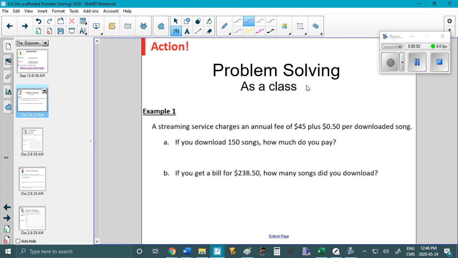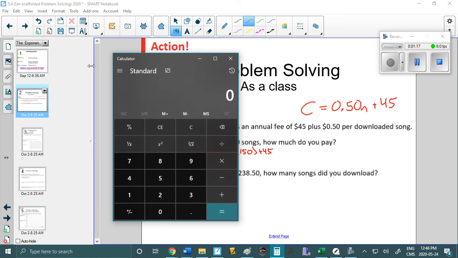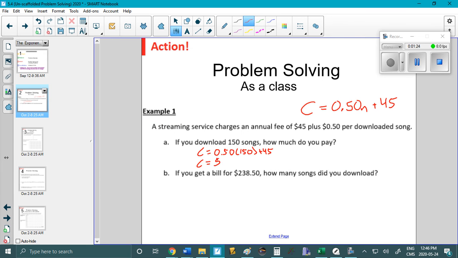Okay, so the first thing that I would do, I would make a cost equation. So 0.50 times n for the number of songs plus 45 bucks. And then for here, I would just sub in 150 plus 45. This should be becoming second nature by now. So half of 150, so 0.5 times 150 plus 45 is 120. 120 bucks for 150 songs.